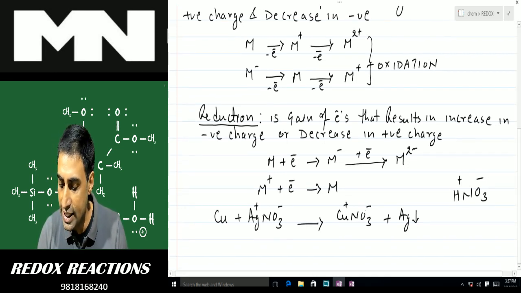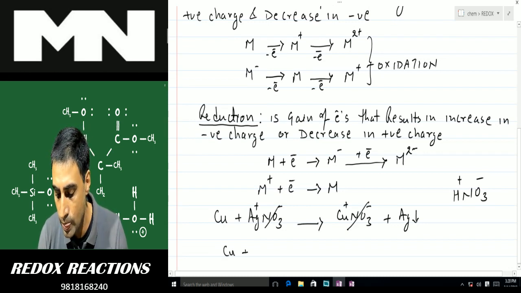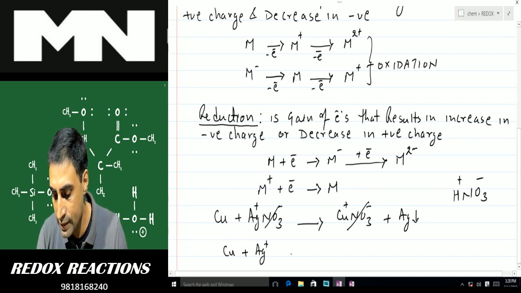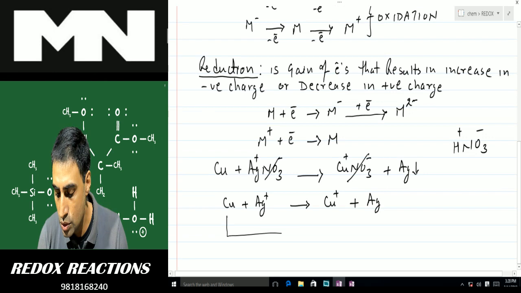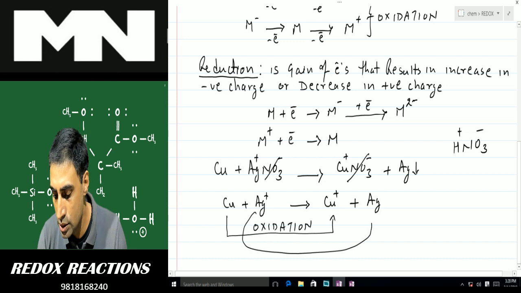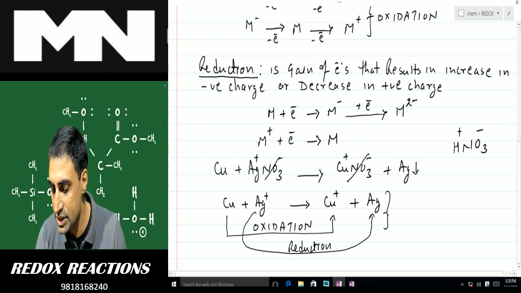If I cancel out the like ion from both the sides, NO3 from both the sides, my equation becomes Cu plus Ag positive will give me Cu positive plus Ag. That means copper is losing electrons, so it is undergoing oxidation. Whereas silver is gaining electrons, so it is undergoing reduction. And this reaction is a redox reaction.